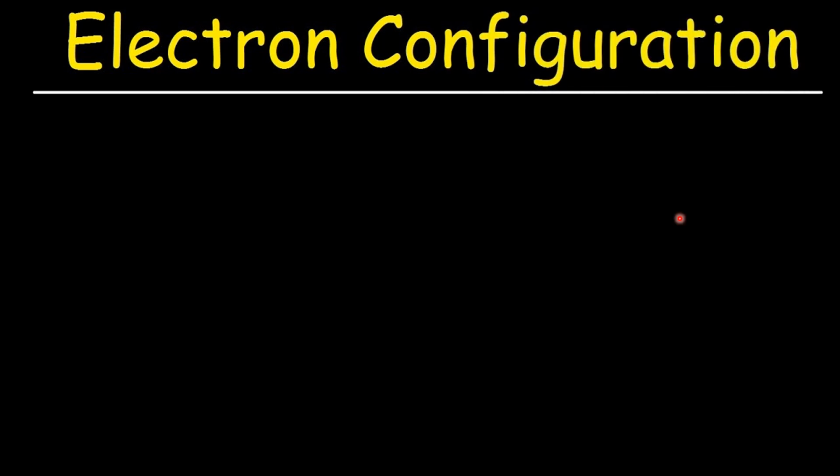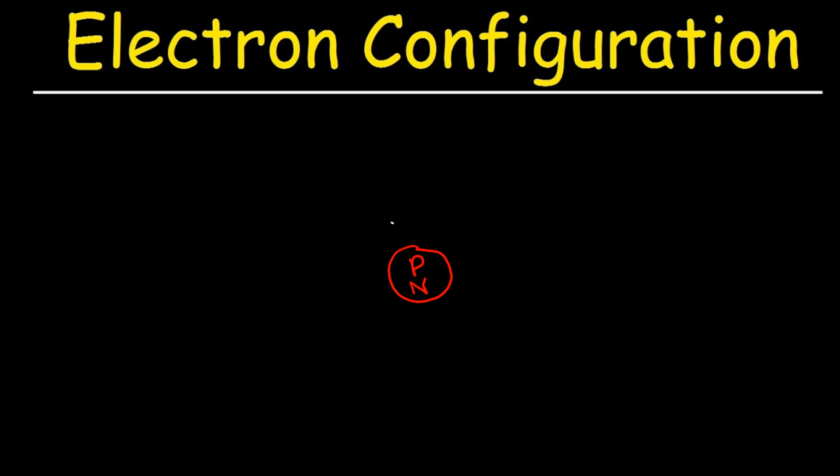In this lecture, we are going to discuss electron configuration. The word configuration basically means an arrangement. So we will discuss how electrons are arranged in energy levels inside the atom. Students, as you know, an atom consists of a nucleus, and the nucleus consists of positively charged protons and neutrons.